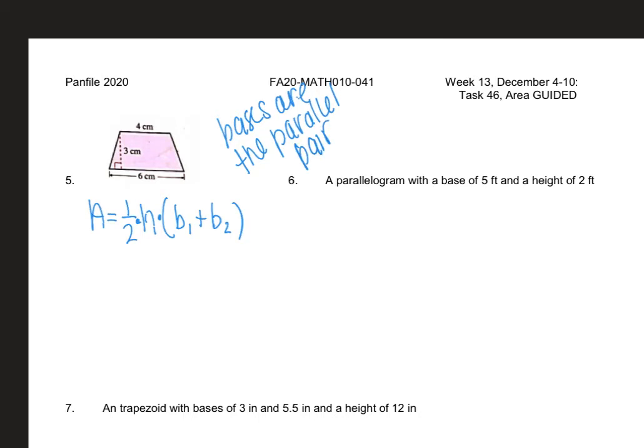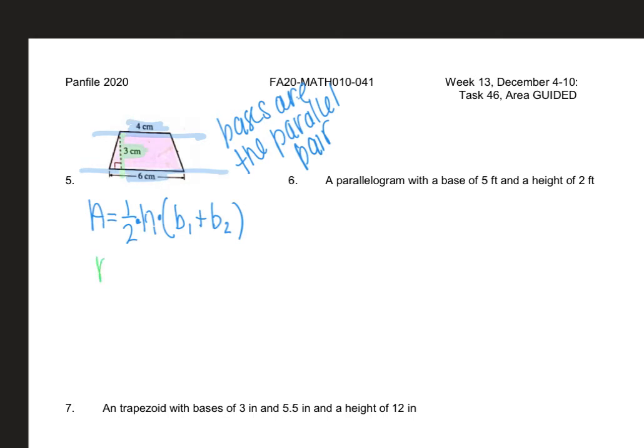So when we look at this, our bases are going to be 6 and 4, because those are parallel to one another. That means they'll never intersect. If you think about the northbound and the southbound lanes of traffic, they're never going to mix and match. Okay, then there would be a collision. So 6 and 4 are my bases, and then 3 is my height, because that is how tall it is.